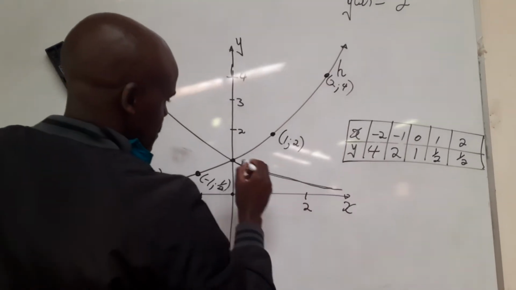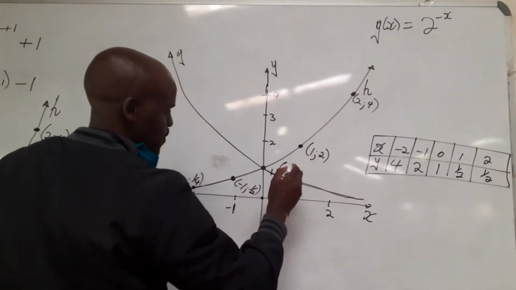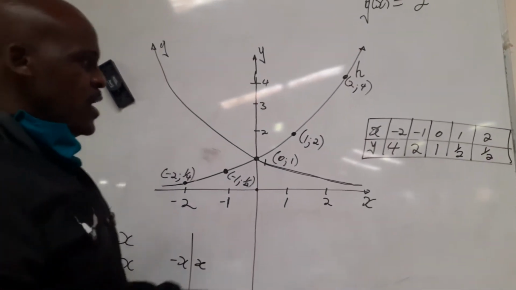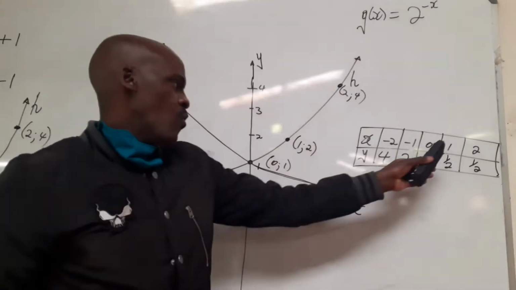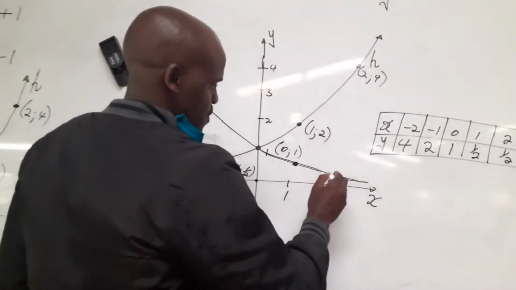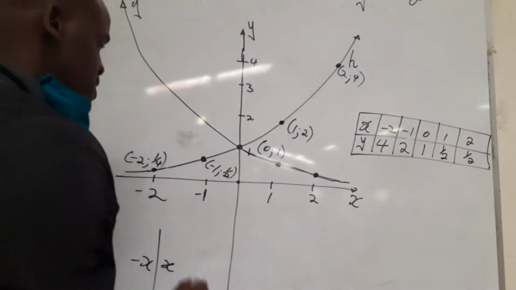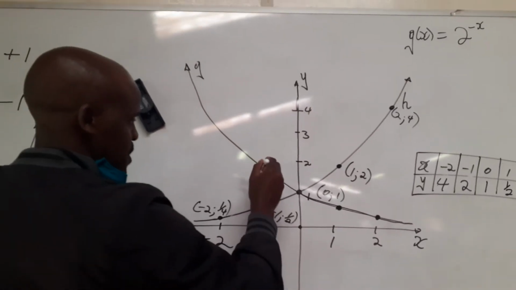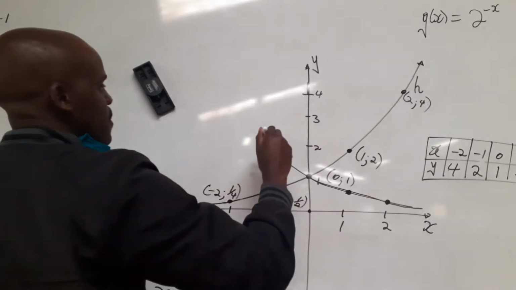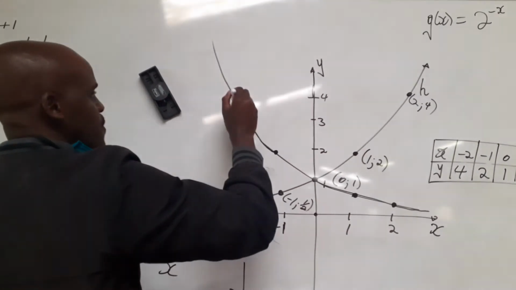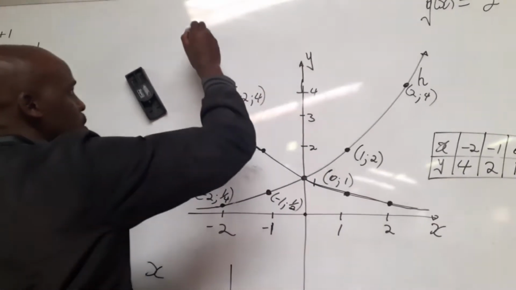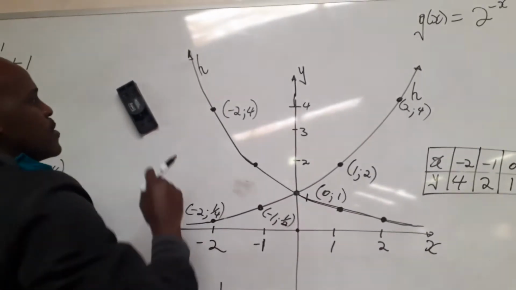After reflection, the y-intercept is the same. 0 is to 1. When x is equal to 1, y is equal to 1 over 2. There is the point. When x is equal to 2, y is that. When x is equal to negative 2, y is 4. Negative 2 is to 4. G.